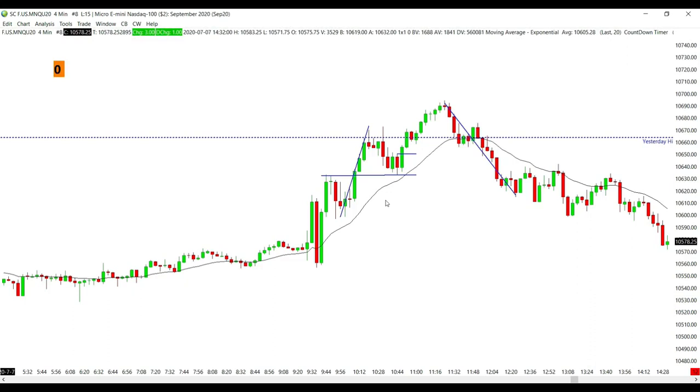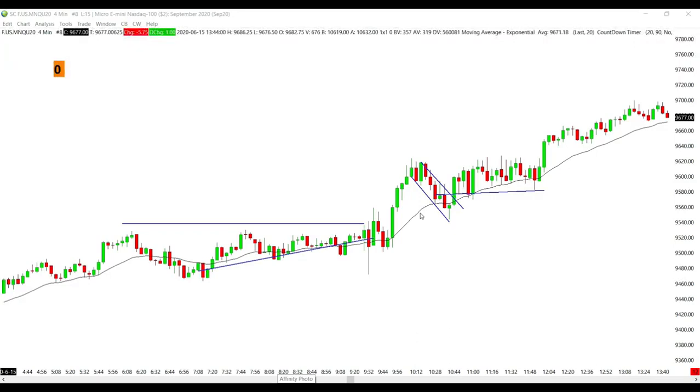So let's get into some juicy stuff: how to hold longer. The first way to hold longer is you're going to look for some type of consolidation break while you're in the trade.